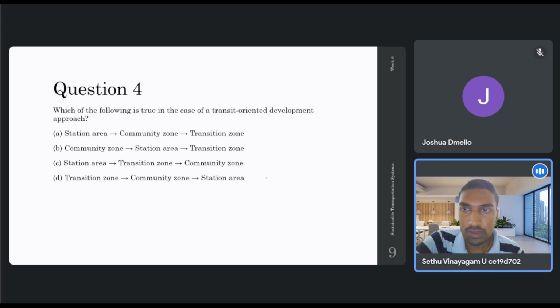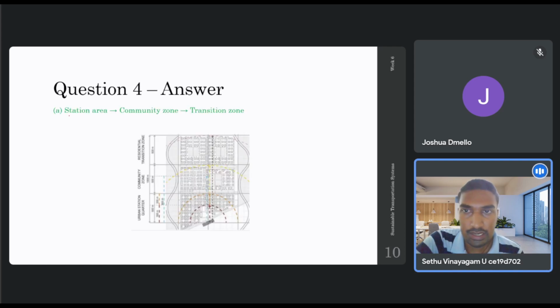Okay, so the right option is actually option A, station area followed by the community zone, then by the transition zone, right? So if you look at this figure at the bottom, this particular place, shown by this gray rectangle, is like a typical transit station, right? And we want to arrange the three zones in the order that we will observe them as we move away from this transit station.